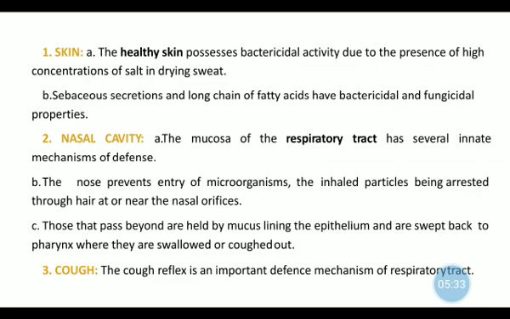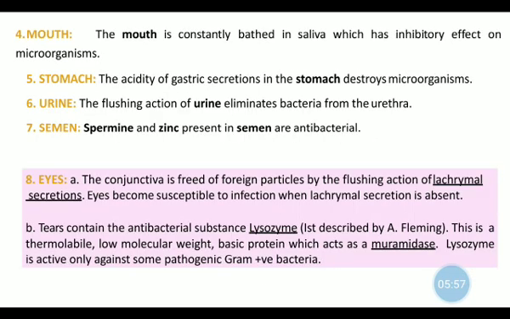Nasal cavity. Nose prevents entry of microorganisms. Some microorganisms are held by mucus and swept back to the pharynx and coughed out. Cough. It is a reflex and it is an important defense mechanism of the respiratory tract. Mouth. It has saliva which inhibits microorganisms. Stomach. Acidity in the stomach destroys microorganisms.